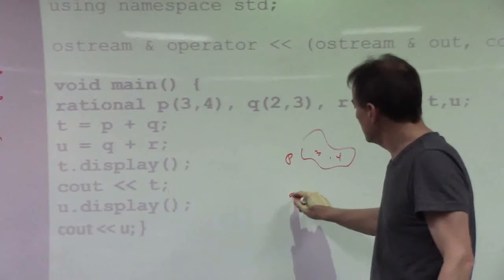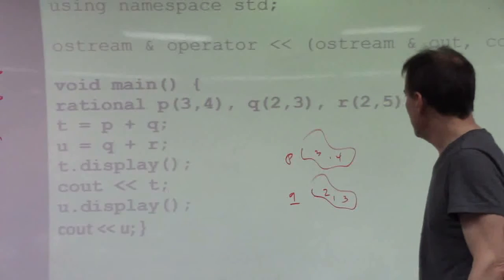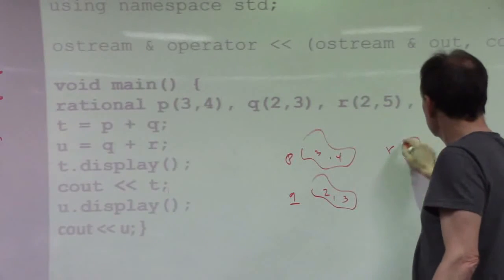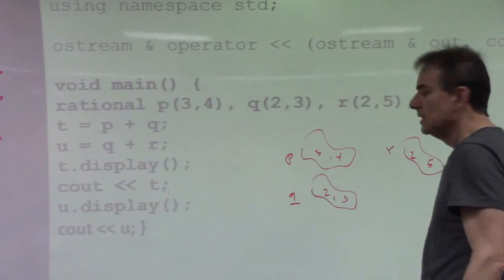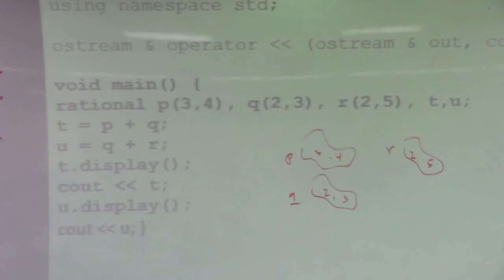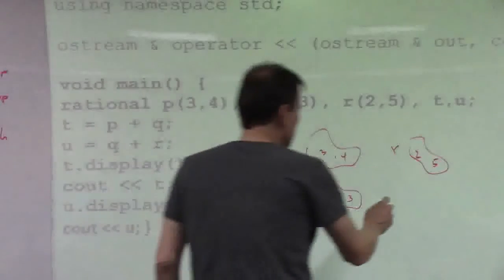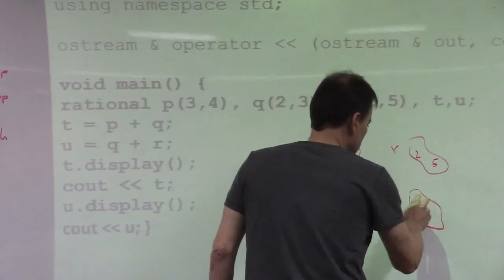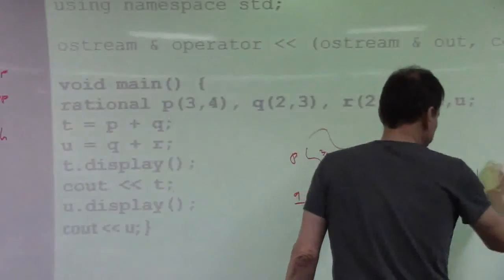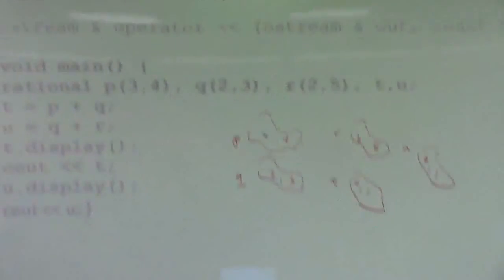I'm doing the same thing with Q. I'm defining Q to be another object with 2 and 3 as the top and bottom. I'm putting R in memory with 2 and 5 top and bottom. And then I also have T and U, but I'm not giving them any constructor parentheses. So therefore, the assumption in C++ is that's a default constructor. So what is the look of T? T is 0 and 1. And U is 0 and 1. Does everybody understand that? So that's what I did here.